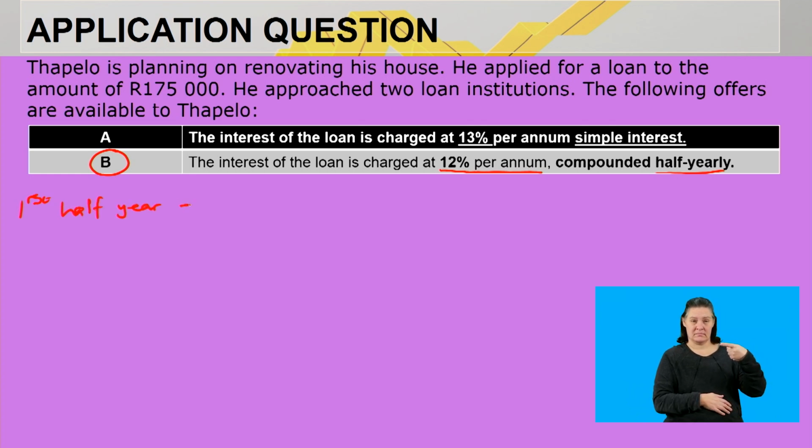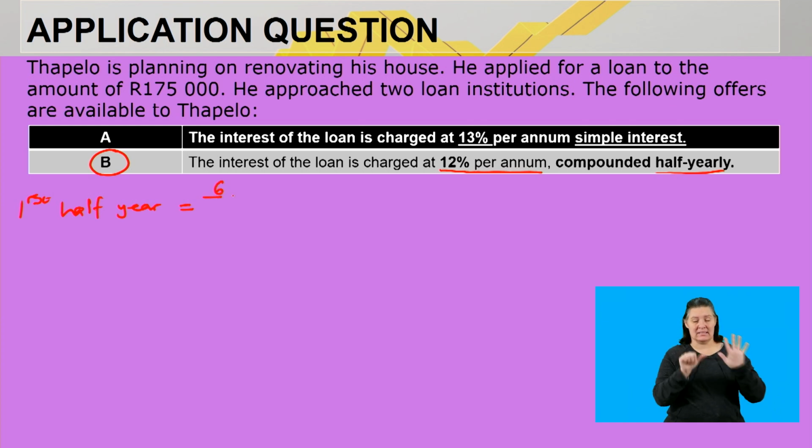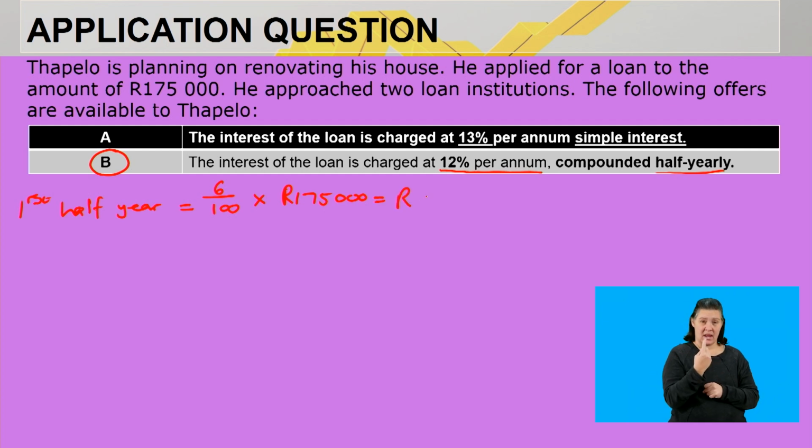Okay, so remember, we are saying that it's compounded half yearly. So I need to divide my interest rate by 2. No? So therefore, that becomes 6%. So 6% of 175,000 rand. Okay, so what will that give us? So I'm going to indicate then 6% of 175,000 rand. So that will give us interest of year 1, and I'll write it here, of 10,500 rand.